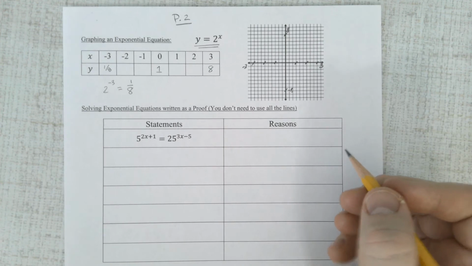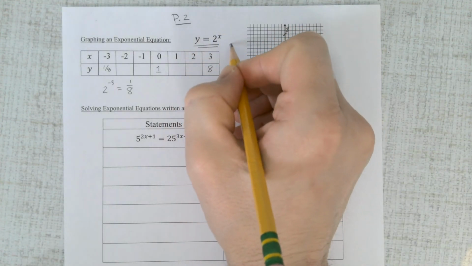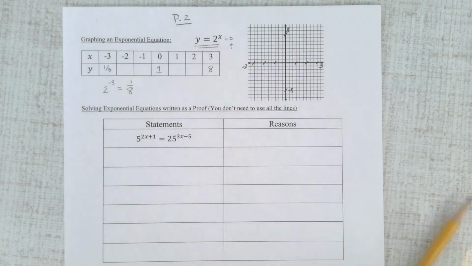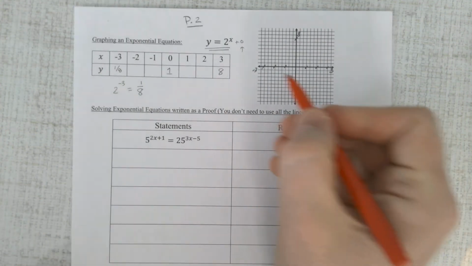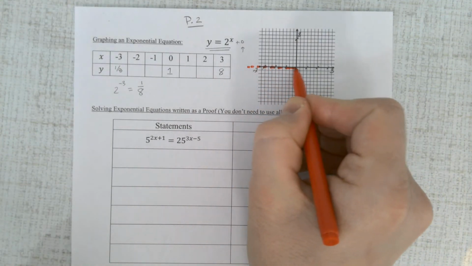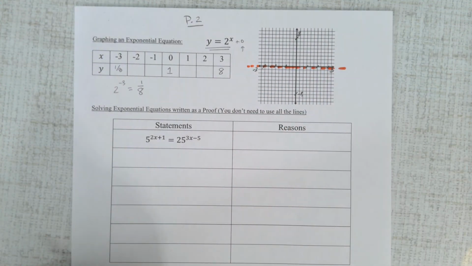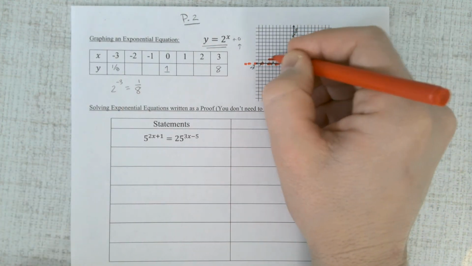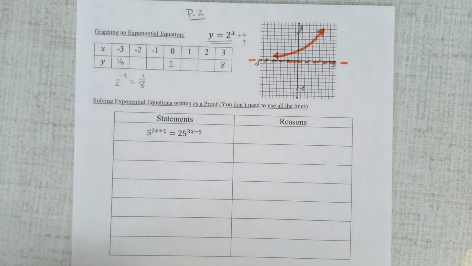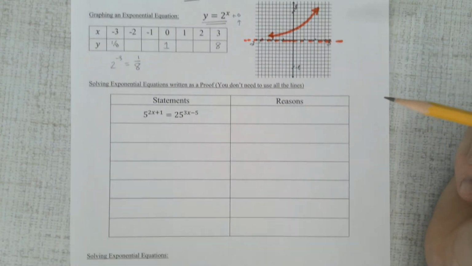Alright, plot your points. Remember, the asymptote is whatever this value is right here, and it's plus 0. So if I were to draw an asymptote on here, it would be right there. And then it's going up, so I'm just going to go ahead and draw some kind of line in here. It's going to be somewhere in that direction. But again, plot your points to make sure.